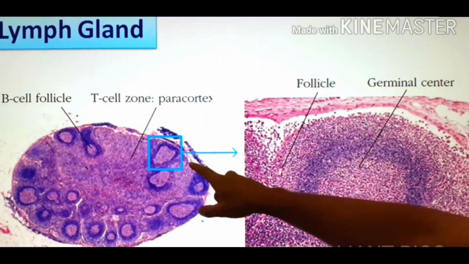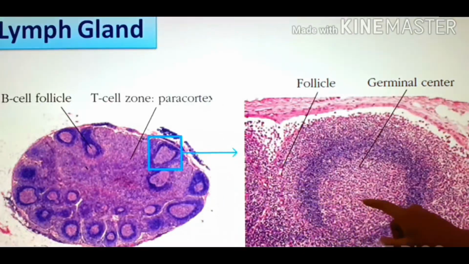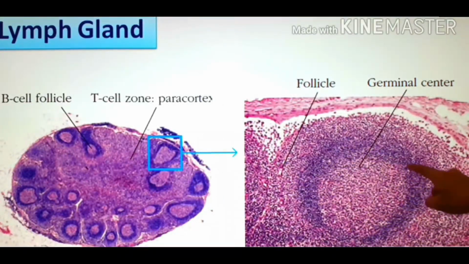In the lymph gland, this follicle also contains a special region called germinal center. I want to mention a follicle can be primary or secondary depending on the presence of plasma cell.